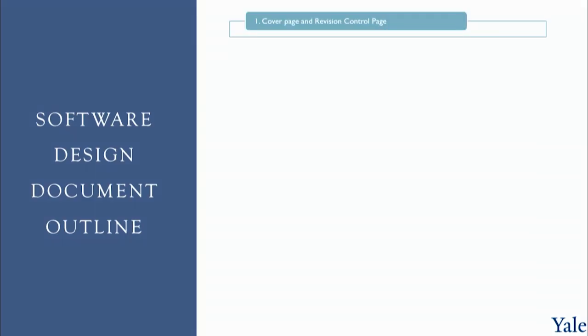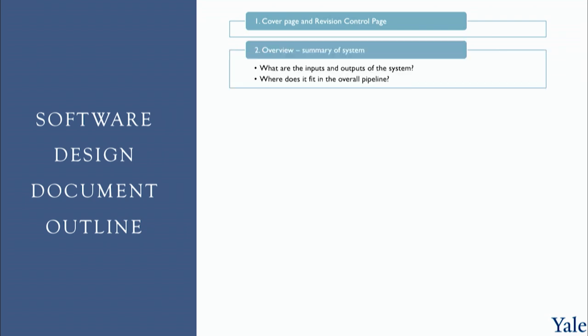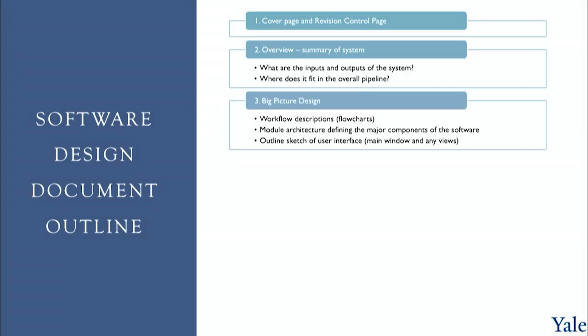We again have our cover page and revision control page, the same idea as in the systems requirement. All documents in this process have to have a cover page and revision control page. We have the overview, the summary of the system: what are the inputs and the outputs, where does it fit in the overall pipeline of our users' needs. A big picture design, and this has three components, at least in my way of doing this. We'll have a workflow description, we'll have the module architecture, and we'll have an outline schedule of the user interface.